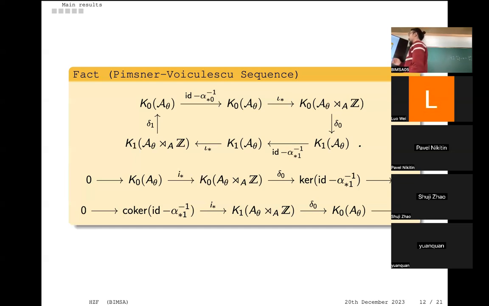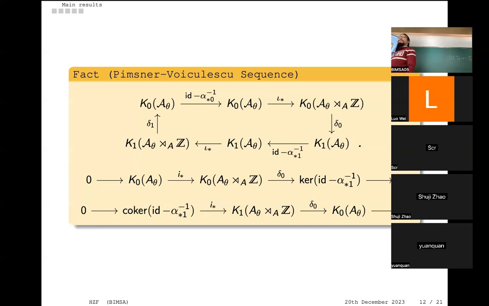I didn't mention it, but actually the K1 group of this rotation algebra is generated by the classes represented by the two generating unitaries of this rotation algebra. If you choose that as the basis of this abelian group, then the representative matrix of the action alpha becomes just the matrix itself. So you see that if the trace of the generating matrix is not equal to 2, then the kernel is actually 0.